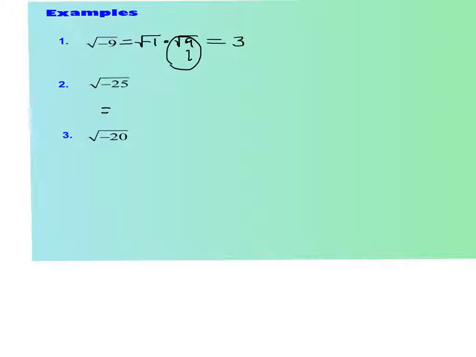Looking at the square root of negative 25, we can think of this as the square root of negative 1 times the square root of positive 25. The square root of 25 is 5. By definition, the square root of negative 1 is i.